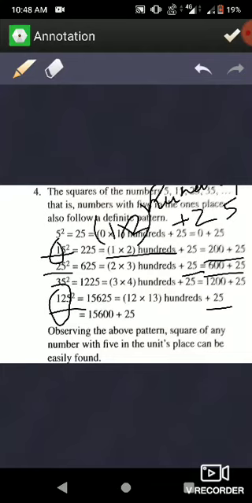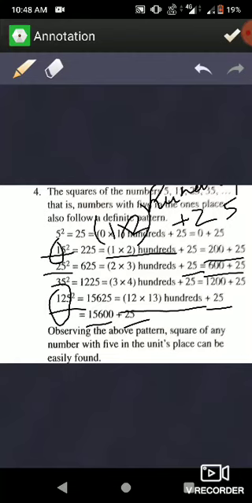Okay, so you can write that as 12 into 13 into 100. That is, after multiplying 12 and 13, the number which we get, you have to multiply by 100 and then add 25, that is 15,600 plus 25. Okay, I think everyone is clear about these properties now.